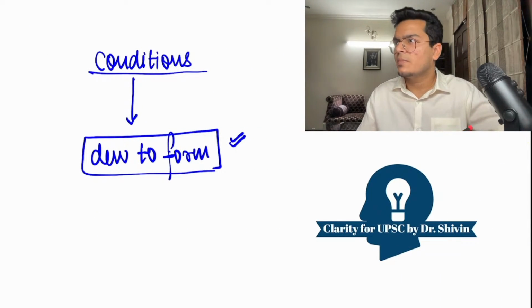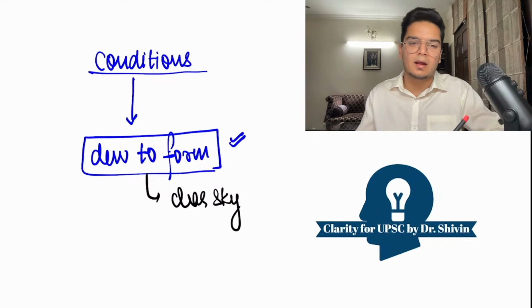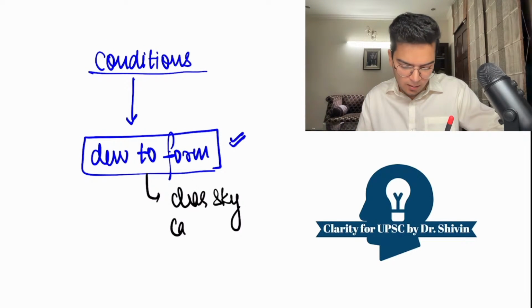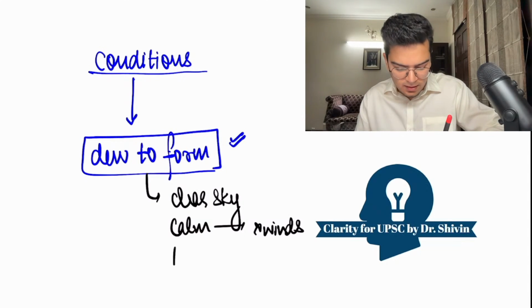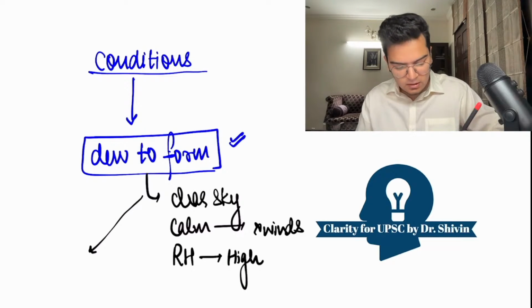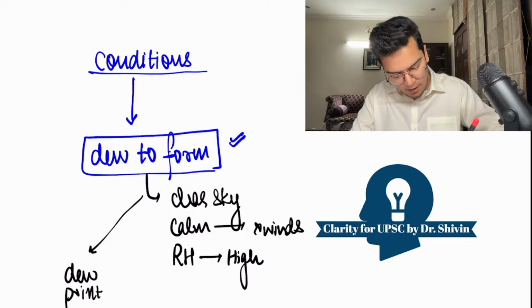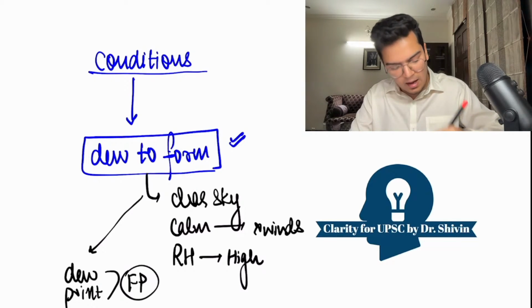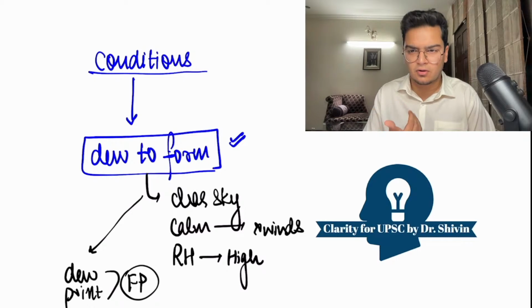Again, in my opinion, should not be something that you should be getting wrong. So there are very clear conditions. There needs to be a clear sky, right? And there needs to be calm air, so not too many winds. Then the relative humidity needs to be high. Then another thing that is required for dew to form is the dew point should be above the freezing point. Otherwise, what will happen? Ice crystals will form. So again, this is not something that you should get wrong, right?